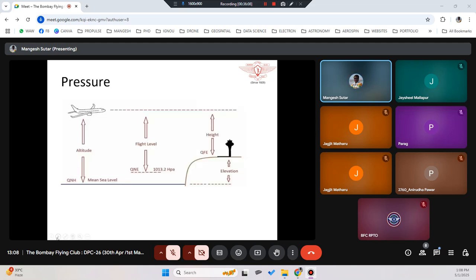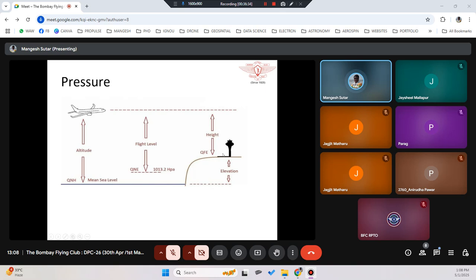No, right? So again, yesterday I showed this diagram. This is your altitude with respect to the sea level. QNE is with respect to the standard atmospheric level. That is what we call the flight level. Most important is the QFE, the height. Height is basically the height from the ground. So for Mumbai, it is 8.